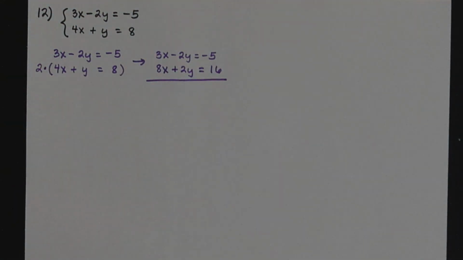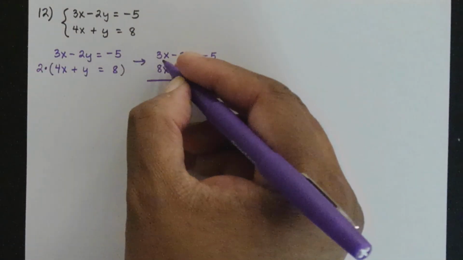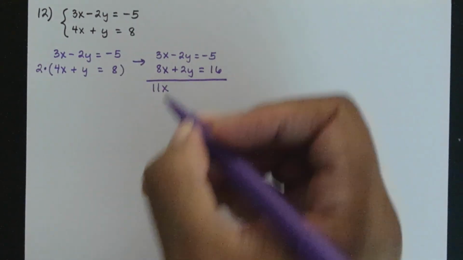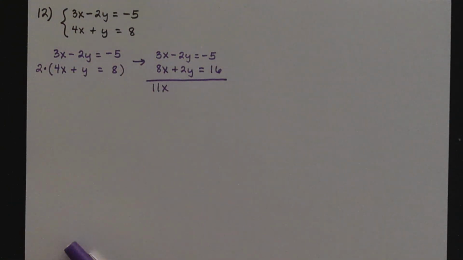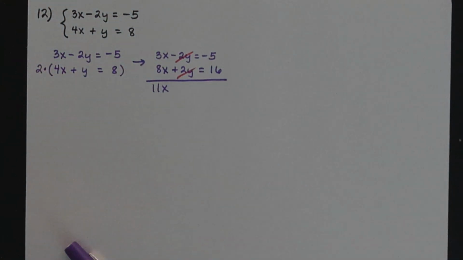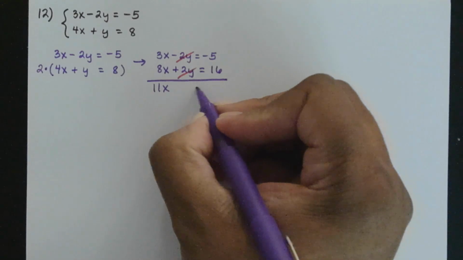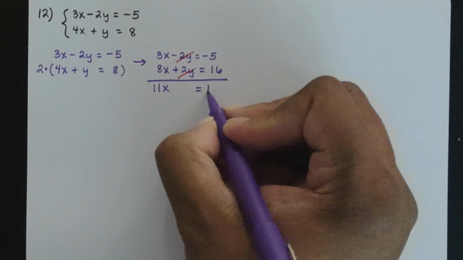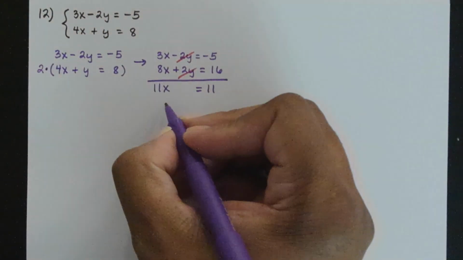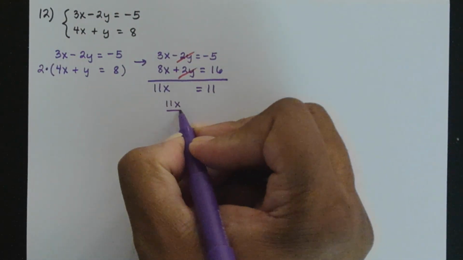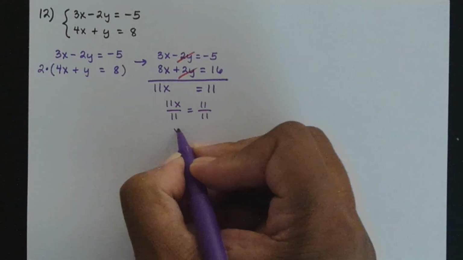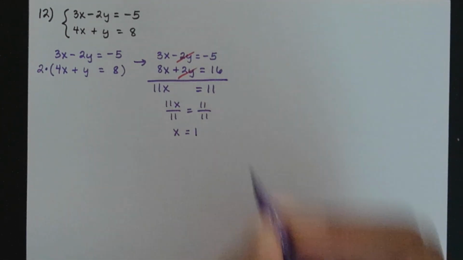Now we can add these two equations together. 3x plus 8x will give us 11x. That minus 2y and that plus 2y, they're gone. They add to 0. And that's equal to negative 5 plus 16. It's 11. So I have 11x equals 11. So to get x by itself, I need to divide both sides by 11. That means x is equal to 1.